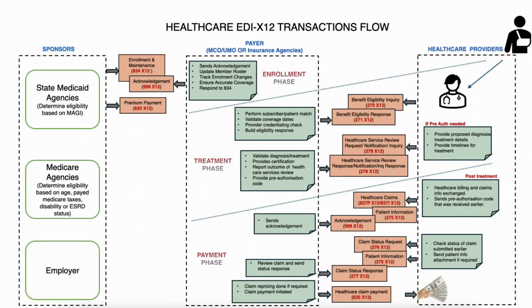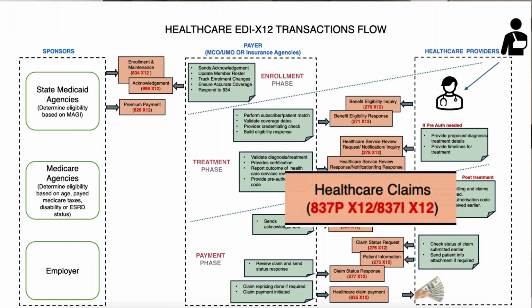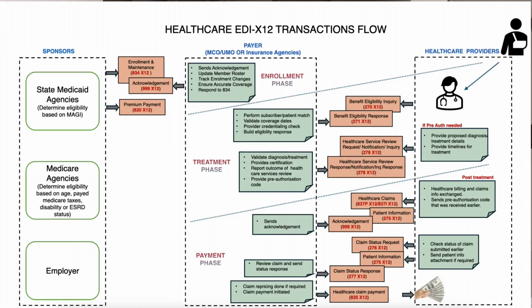I'm sure you have already seen this diagram in one of my previous videos where I've explained how all X12 transaction sets are exchanged in the healthcare workflow. So here today, I'm explaining this particular section of the workflow where after treatment, the healthcare claim is sent from the provider to the payer. I'll talk about all three types of 837 X12 files here. So if you want to understand this most important transaction set properly, stay tuned and watch this video till the end.